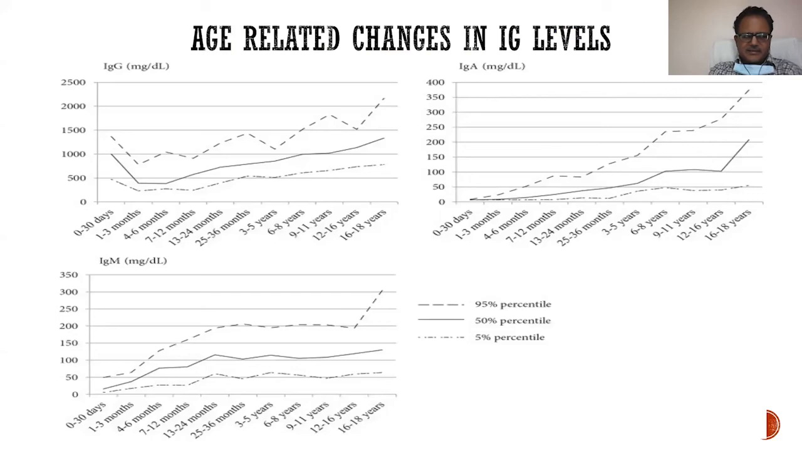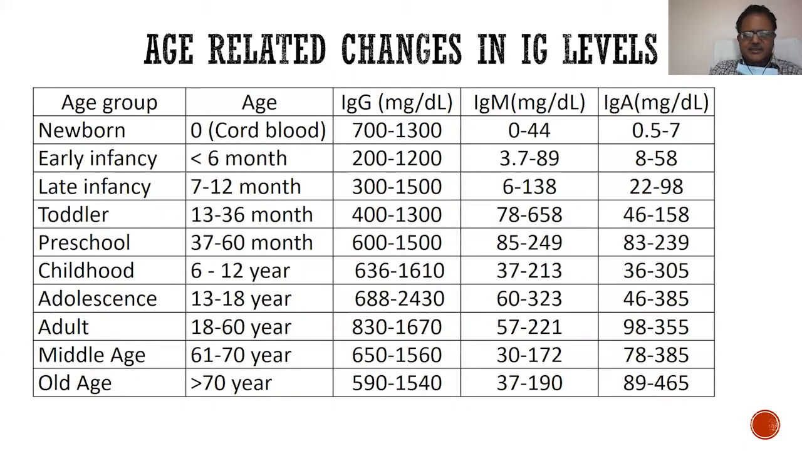The only thing is that the immunoglobulin levels have to be measured and interpreted based on the age, because they keep changing. They are lesser in the earlier stages, and then later on, after old age, the IgG levels decrease.